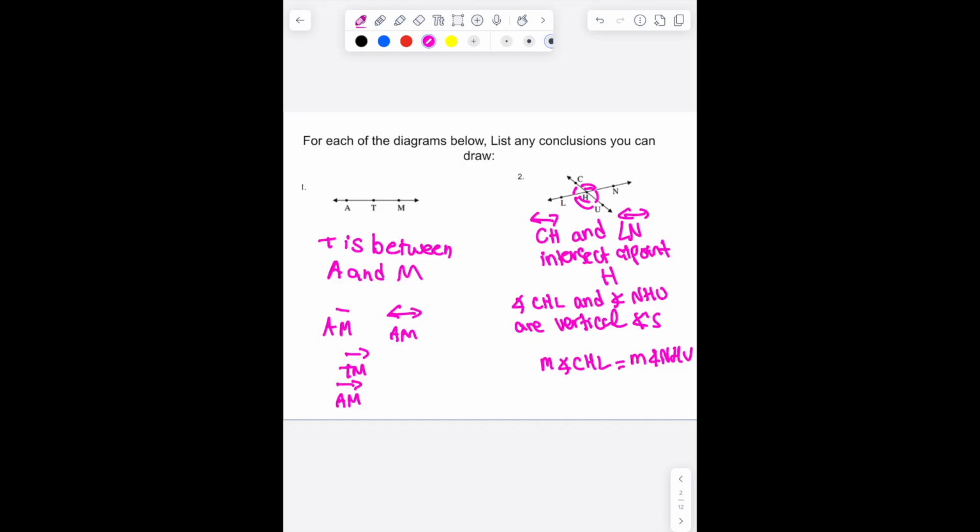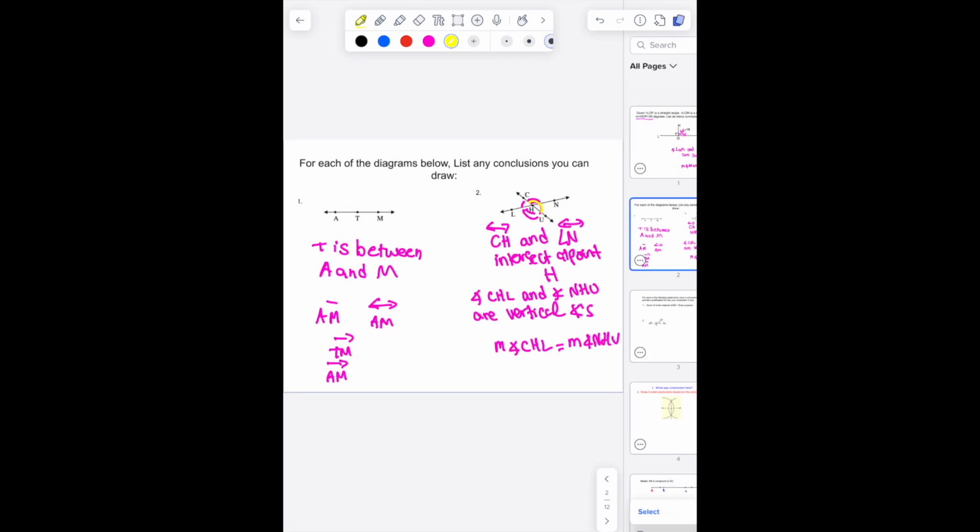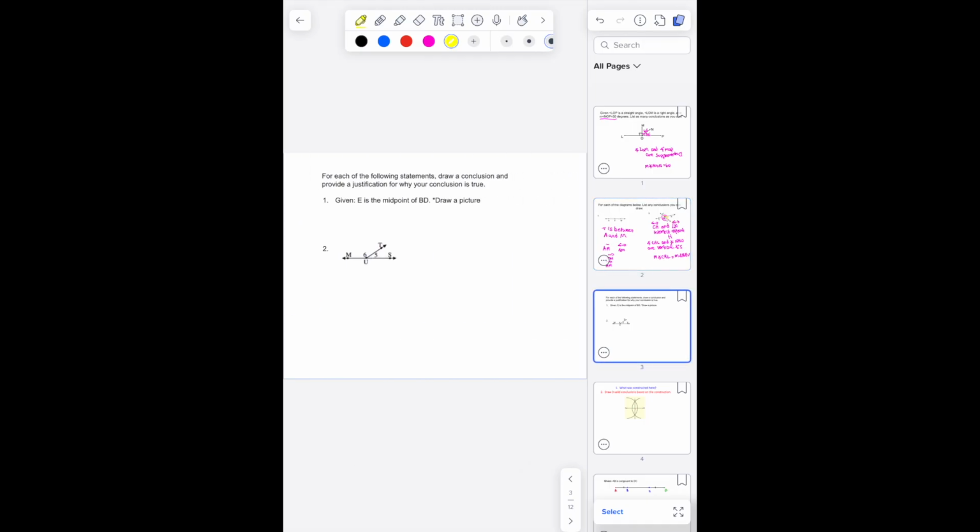There's other conclusions we can draw also, like that angle CHN and angle NHU are supplementary angles. Any two angles next to each other here are supplementary because they add to form a straight angle, 180 degrees. So plenty of other conclusions, but the vertical angles is definitely a big one there.